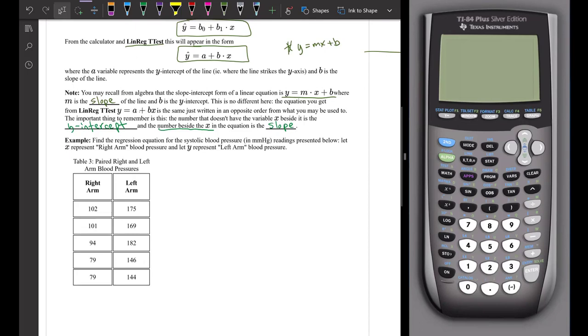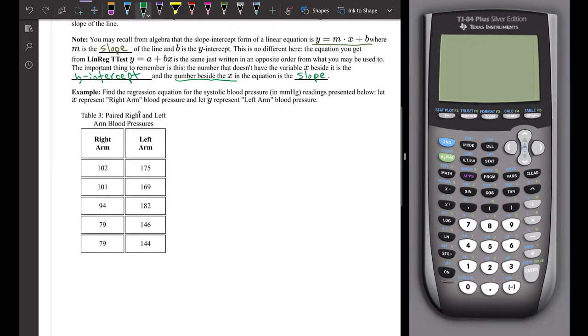So to do an example here, we want to take these right arm pressures and these left arm pressures and find the regression equation that would be a linear model for this paired data. So I'm going to go ahead and enter in my list 1 as my right arm data, my list 2 as my left arm data. You may want to pause the video while you do that, but I'm going to go ahead and enter that now. Okay, once you get your list 1 and your list 2 populated with the data that you're given, we want to generate the equation of this line that would model your data.